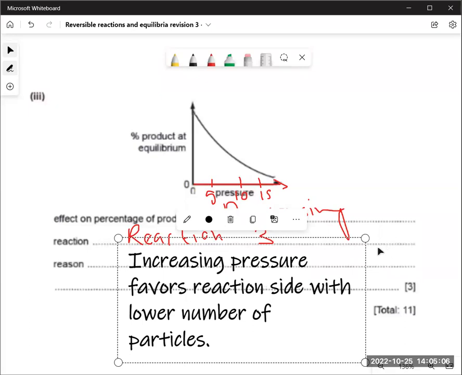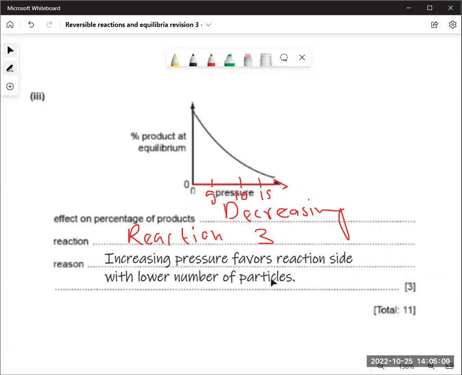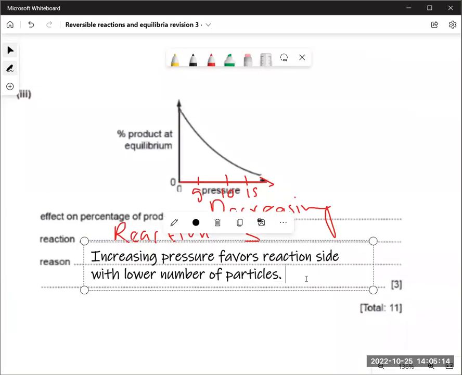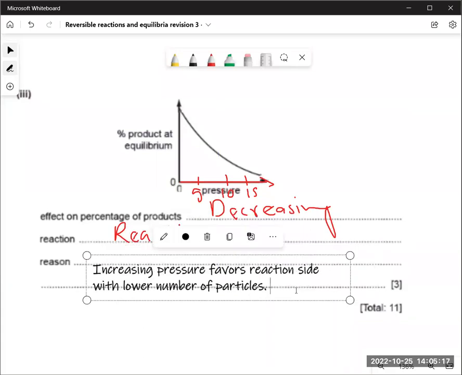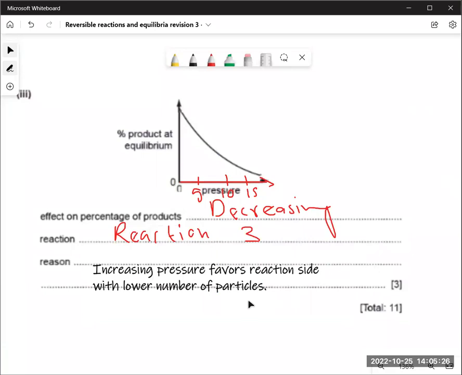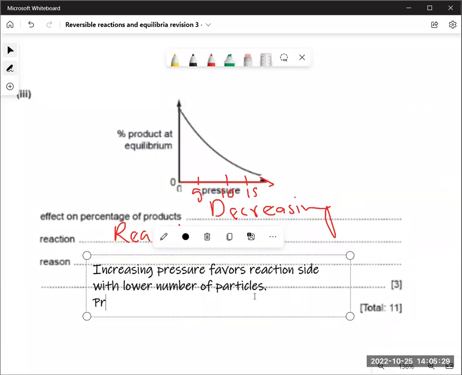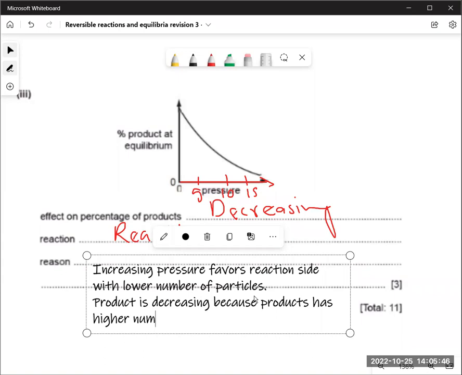One thing that's fine, but we need to write one more thing. Then why is the product decreasing? So I need to write which side has the greater number of particles, product or reactant, in reaction 3. The product is decreasing because the product side has a higher number of particles. That is what you have to write. Now you did it on your own.